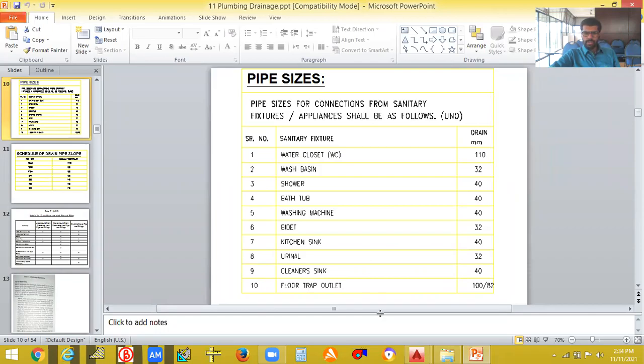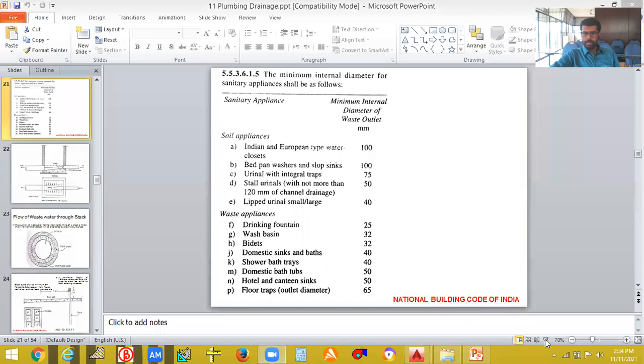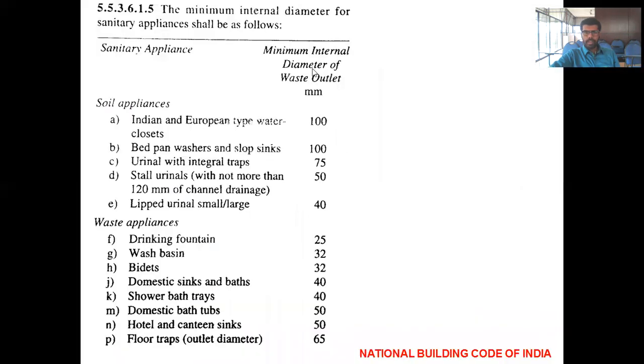Now what we have to do is deal with some questions. Okay. Let's see. Take some questions to solve. Or you can see here. Okay, one second. According to NBC, you can see the minimum pipe diameters here. According to NBC, the minimum internal diameter.